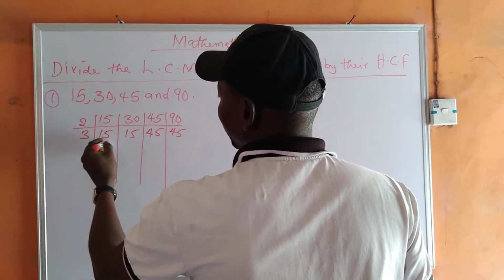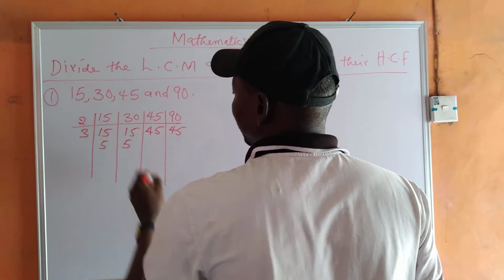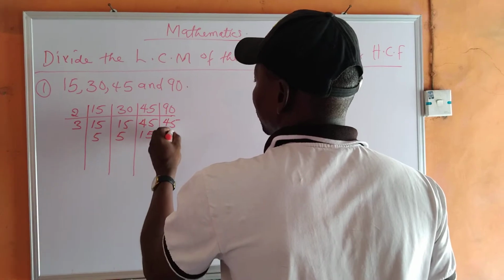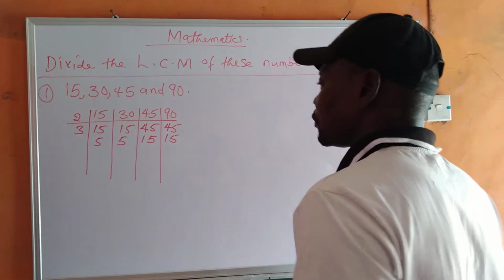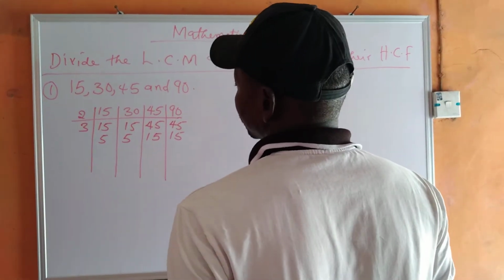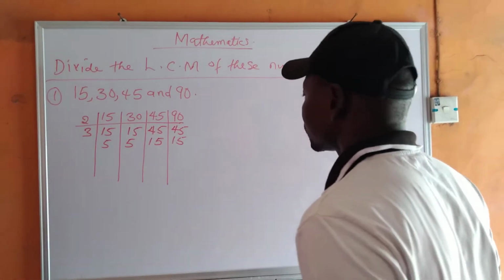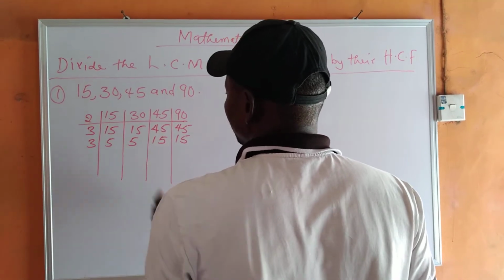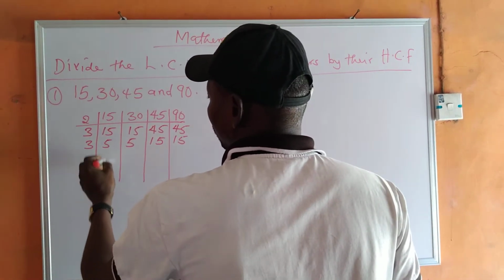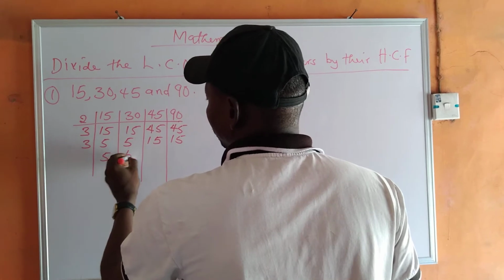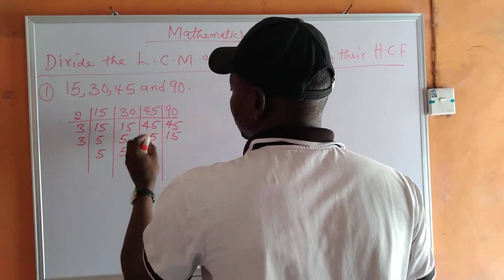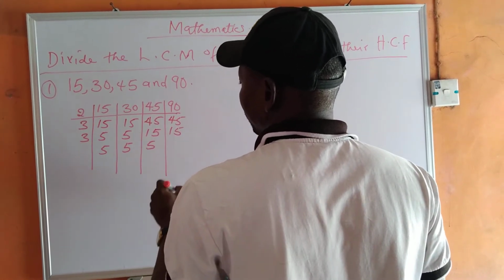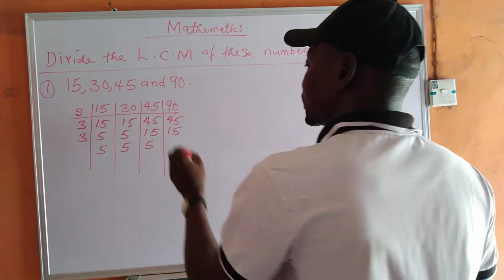3 in 15, we have 5. 3 in 15 again, we have 5. 3 in 45, we have 15. And 3 in 45, we have 15. If you look at it again, we still have a factor that can divide, which is 3. 3 can still go into 15. So we write our 5, then we write 5 here. 15 divided by 3, we have 5. 15 divided by 3 again, we have 5.